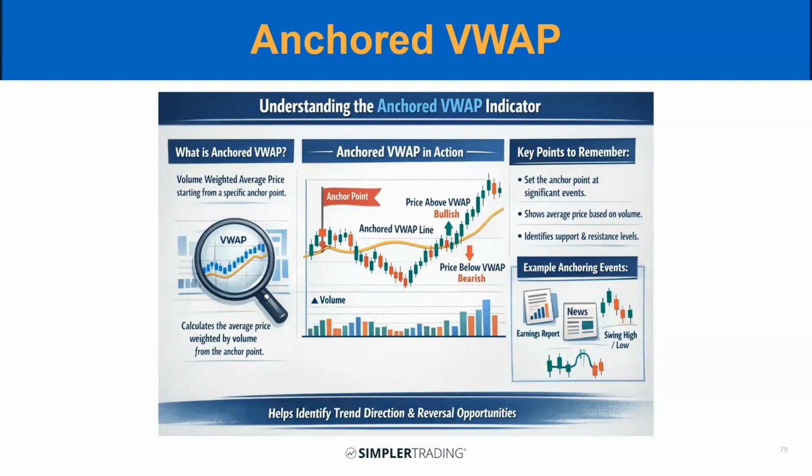Okay. So what is the anchored VWAP? It's volume weighted average price starting from a specific anchor point. Okay. So it calculates the average price weighted by volume from the anchor point. All right. Key points to remember: set the anchor point at significant events, it shows average price based on volume, and identifies support and resistance levels. So what does that look like when we throw it on a chart?